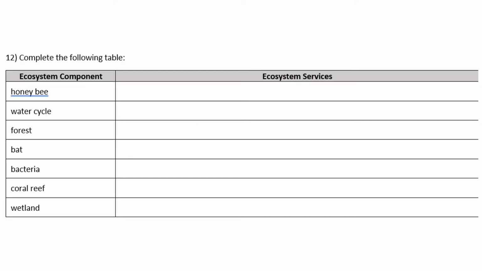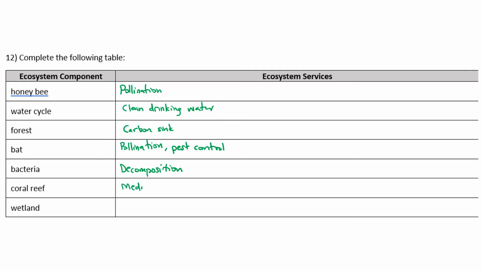So, ecosystem component, the honeybee is responsible for pollination. The water cycle provides clean drinking water. Forests are considered to be carbon sinks. Bats, they are pollinators as well, and pest controls. Bacteria, they're responsible for the decomposition. Coral reef provides sources for certain medicines, tourism and fish production. The wetland, we have flood control.